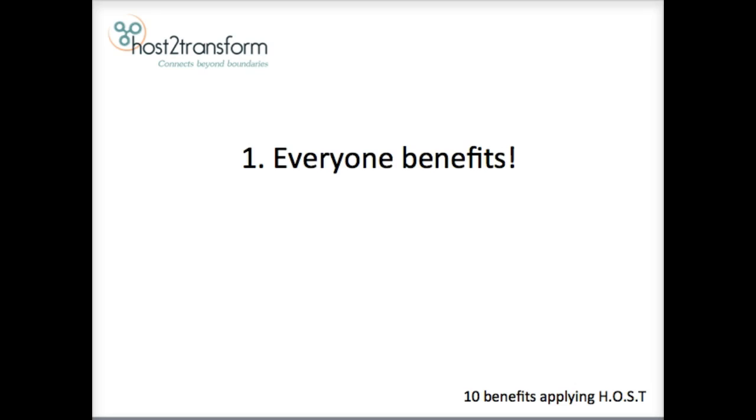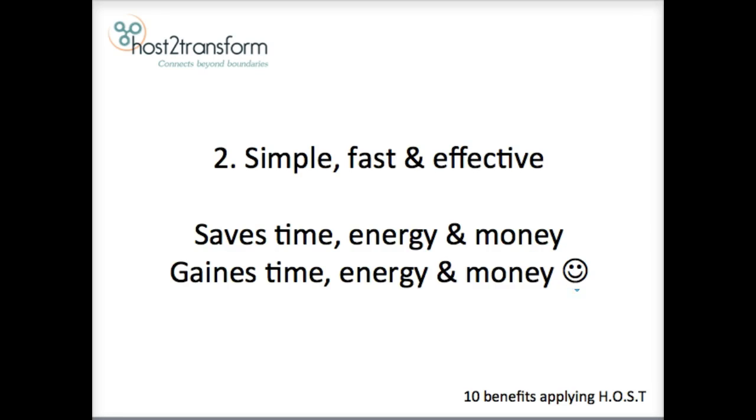Okay, so we're still at number one. Let's see if I can speed up a little bit. I'm super enthusiastic about this topic, so my apologies beforehand.